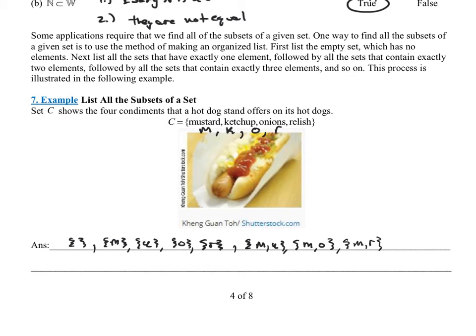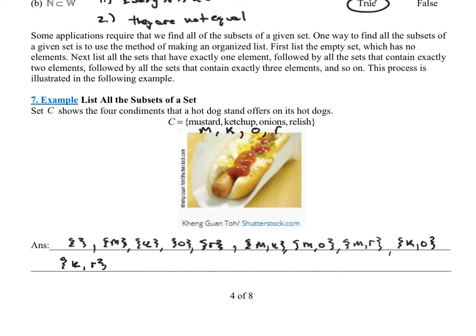Now let's move on to ketchup. Think about ketchup here. Would you put ketchup with mustard? Well, the answer is I'm not going to put ketchup with mustard because I already put mustard with ketchup. And remember, order doesn't matter. So putting a K with an M would not be in a proper subset. It is not distinct from MK. So I'd have to start off with pairing ketchup with onion, and then I'd have to put ketchup with relish.